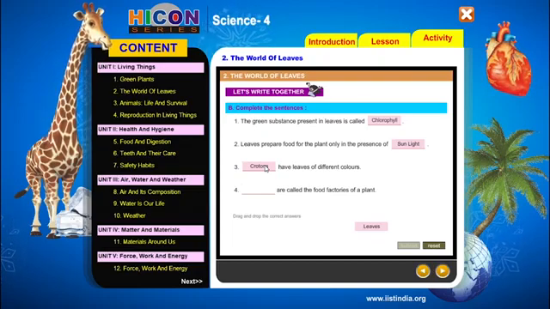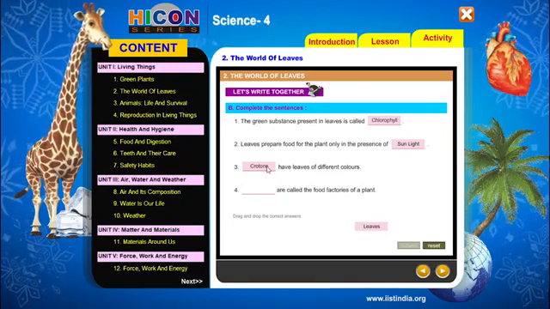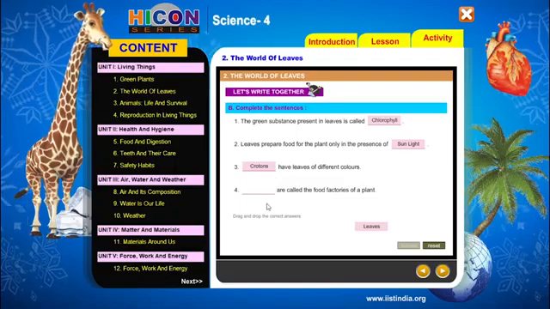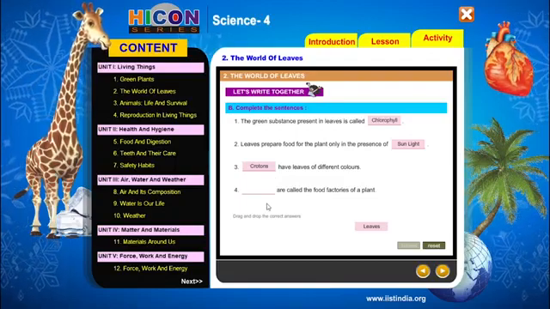If you observe crotons, most people grow these crotons in their houses. Some crotons have red colored leaves, some have yellow colored leaves, some have white colored leaves. So different colors. So children, read the fourth sentence.